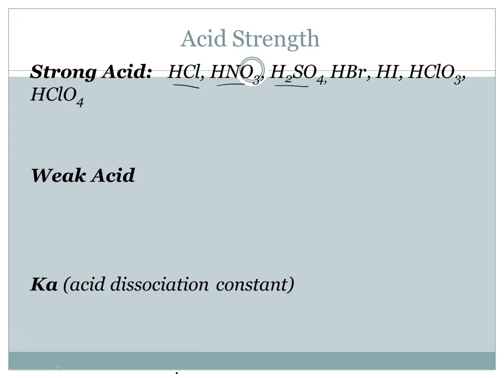The other ones, HBr, HI, chloric acid, and perchloric acid, those are kind of icing on the cake. But if it's not one of those 7 strong acids, it's not strong. It's going to be weak. So by definition, what does it mean if it's a strong acid?